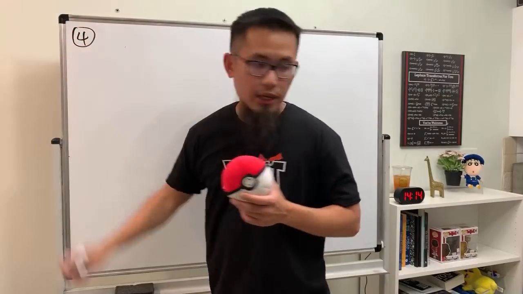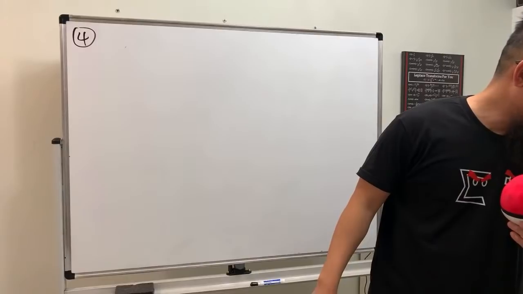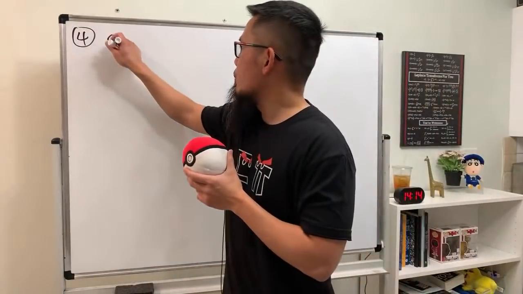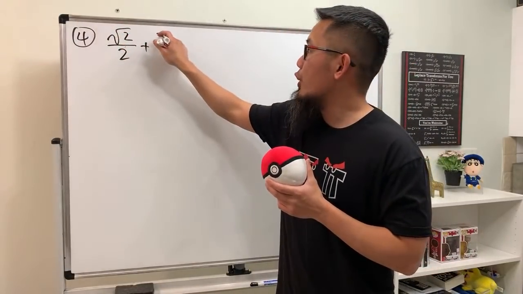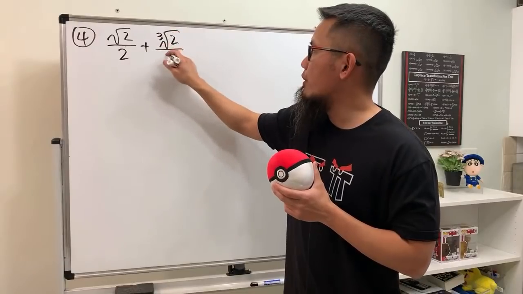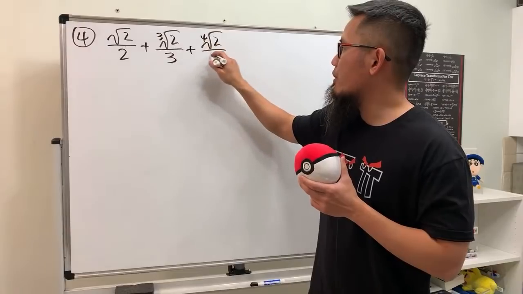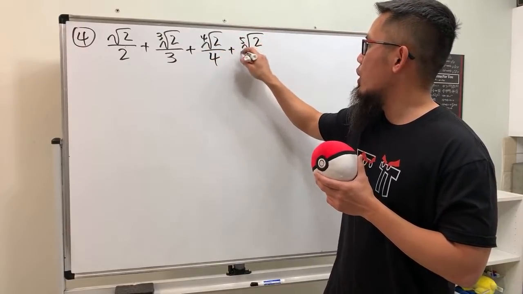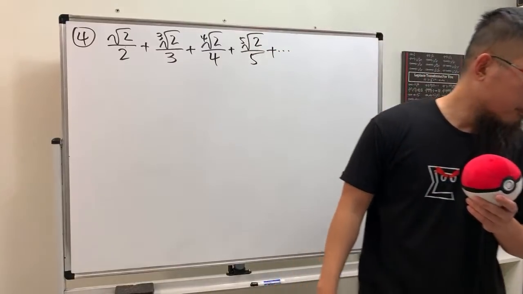Number 4, again, I have the number here. We have square root of 2 over 2, and then plus the cube root of 2 over 3. Next, the fourth root of 2 over 4. Next, the fifth root of 2 over 5, and so on, so on, so on.